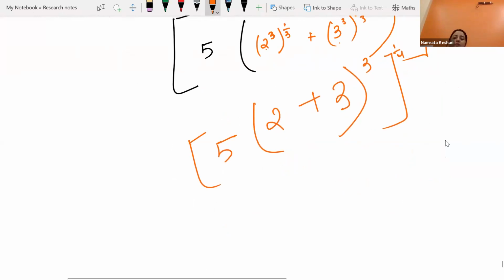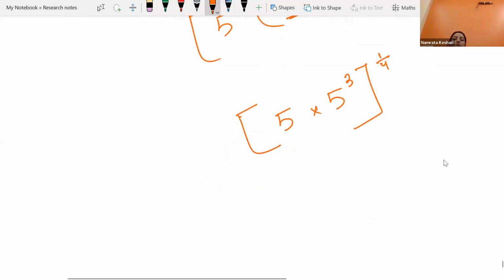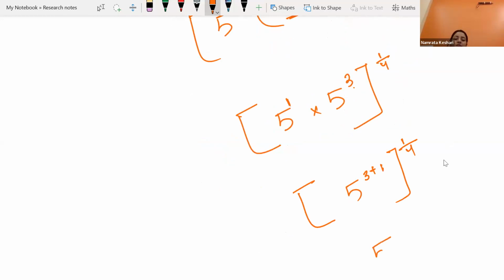Now 2 plus 3. BODMAS says solve the bracket first, and according to BODMAS, we are solving this smaller bracket first, that is just 5 to the power 3 will be there, here 5 will be there, and here we will be having power 1 by 4. Now when we proceed, we will be having 5 to the power 3 and 5 to the power 1. Directly we can write 5 to the power 3 plus 1. And here 1 by 4 is there, fine. So we will be having 5 to the power 4.